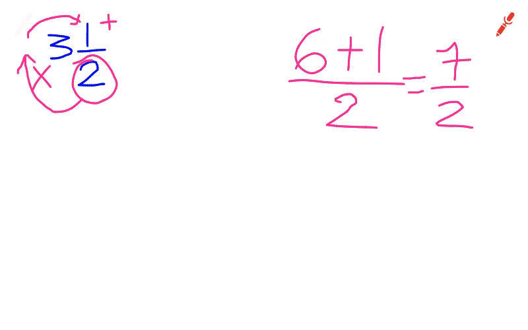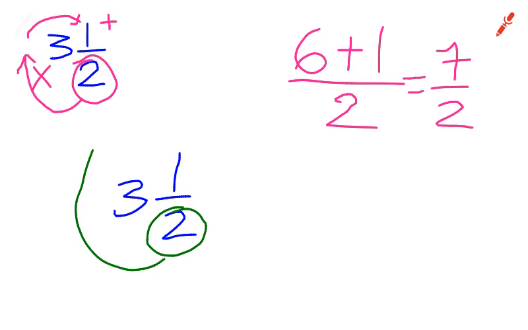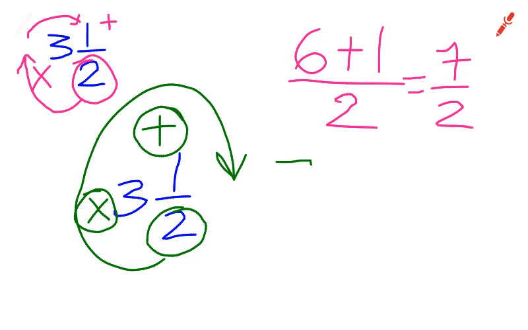So just recapping, for the 3 and a half, we look at the bottom number to start with and go anti-clockwise that way. So first thing we do is we multiply the bottom number by the whole part, 6, and then we add the top number, 7. The bottom number here, the halves, still stays the same.